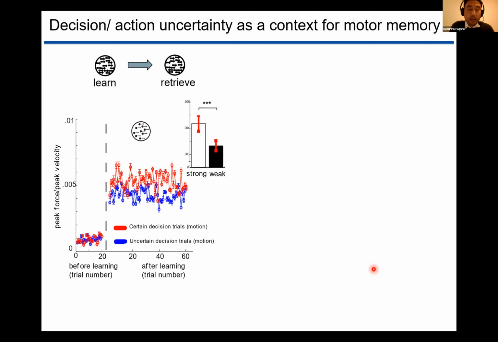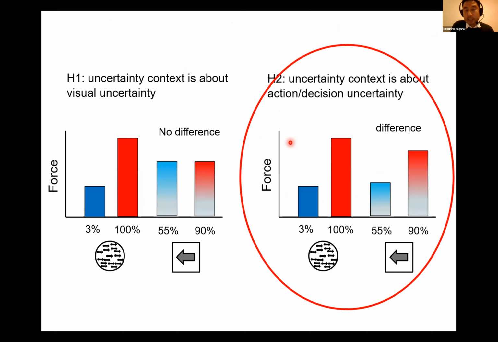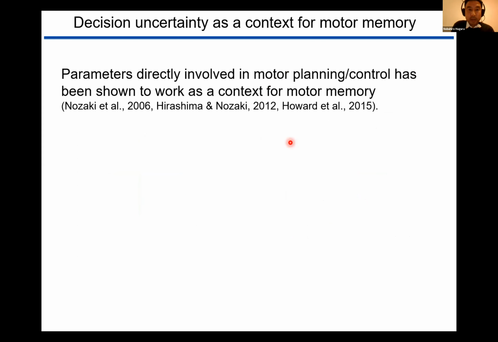This is the result, a replication of experiment 2. They can differentiate the force level depending on the uncertainty context, and this transfers to the arrow stimulus. People produce a strong force for the certain arrow and a weaker force for the uncertain arrow, and for half of the participants it is opposite. So this hypothesis was supported.